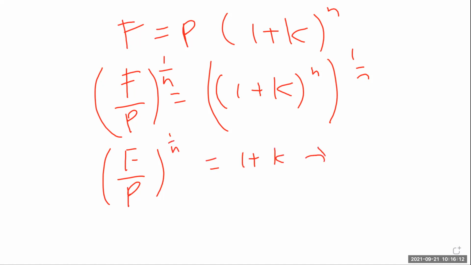So in that case, K equals what? F over P exponent 1 over N minus 1. So you can get K. To get N also, you take the log. So to get the K, you exponent. Clear?